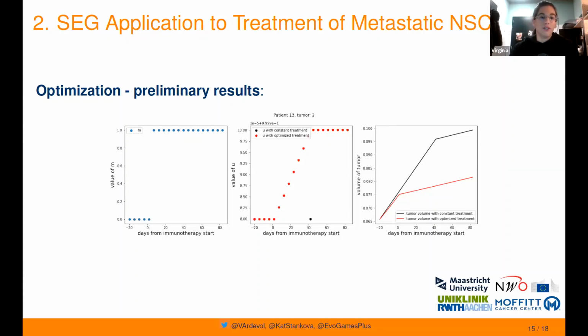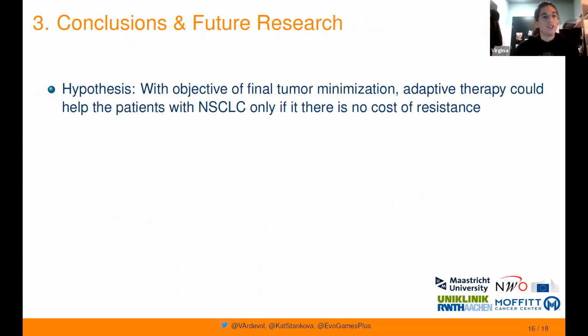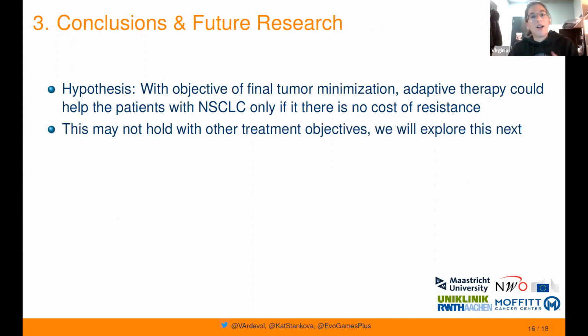However, we still need to do further research in this aspect of optimization. And just as a conclusion, when we assume there is no cost of resistance, maybe adaptive therapy could benefit the patients of this cancer. And also we still need to explore other treatment objectives. So not only minimizing the final tumor, but other definitions of quality of life.